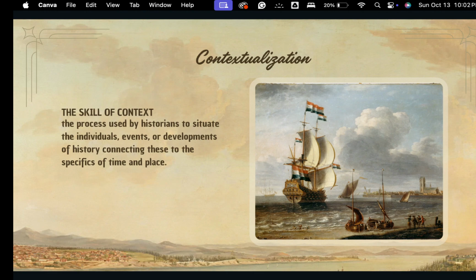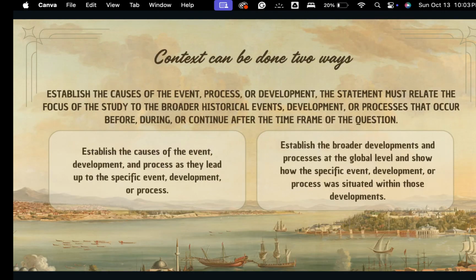So when we contextualize this, the College Board wants you to have this skill to situate this by connecting these things to the specifics of time and place. Well, that's a little bit confusing, but basically what you need to talk about is you need to establish the causes of the event, the process or development, meaning the topic. This statement must relate the focus of the study, the topic, to the broader events and developments that occur before, during, or continue after the frame of the question.